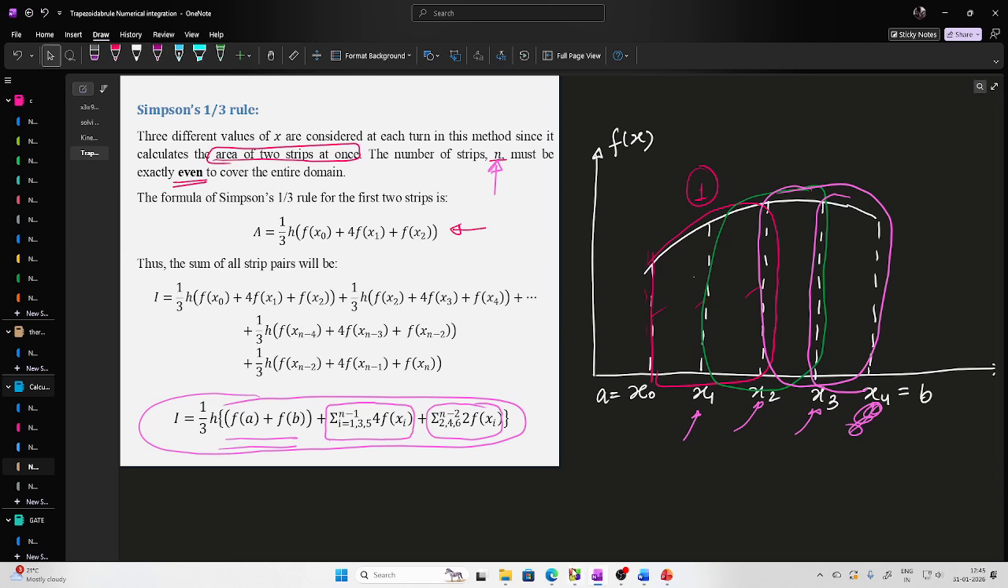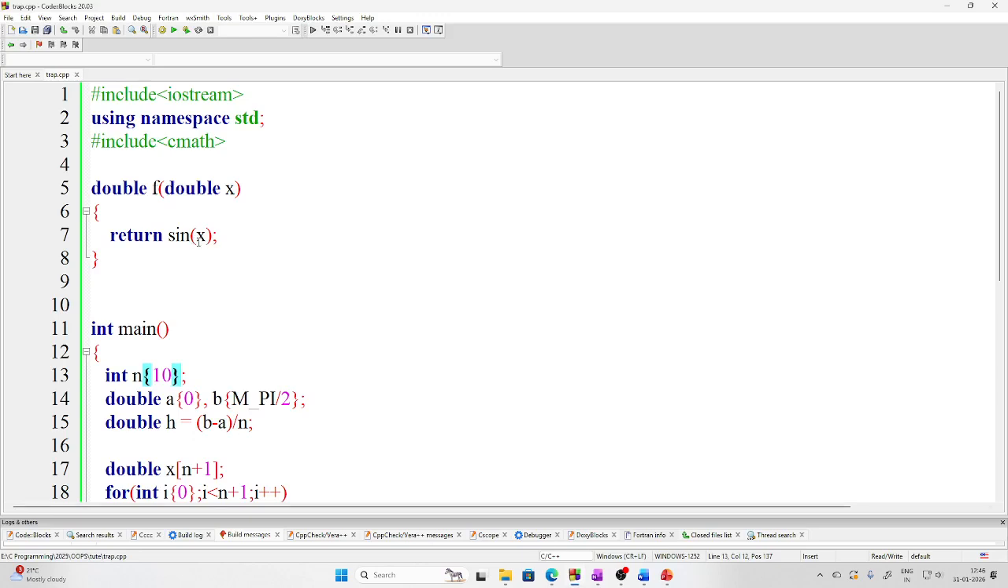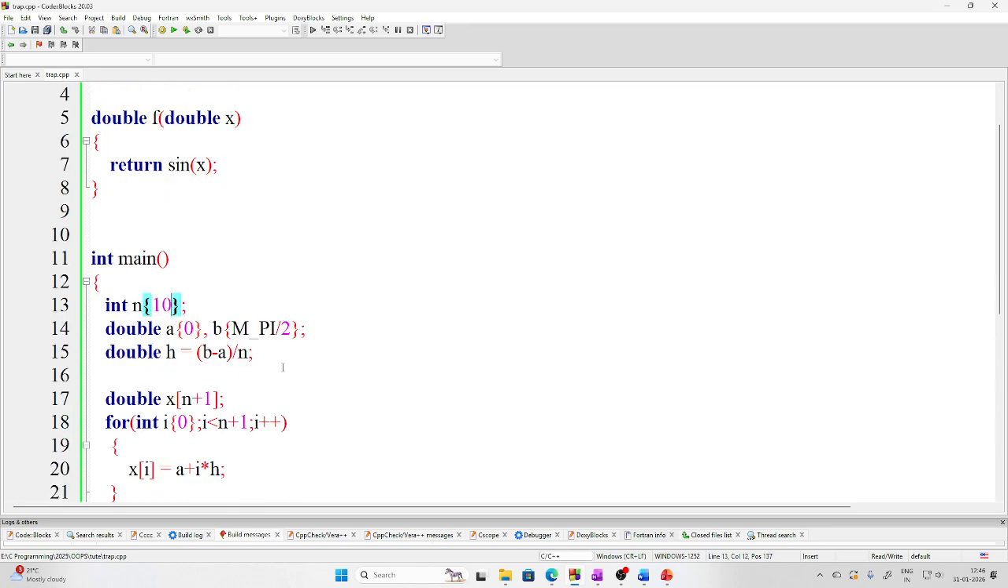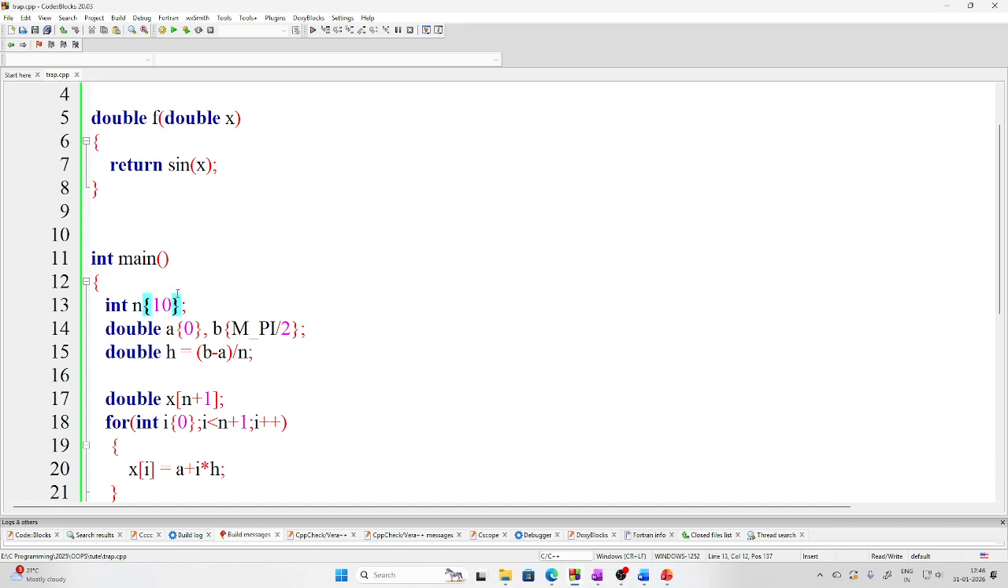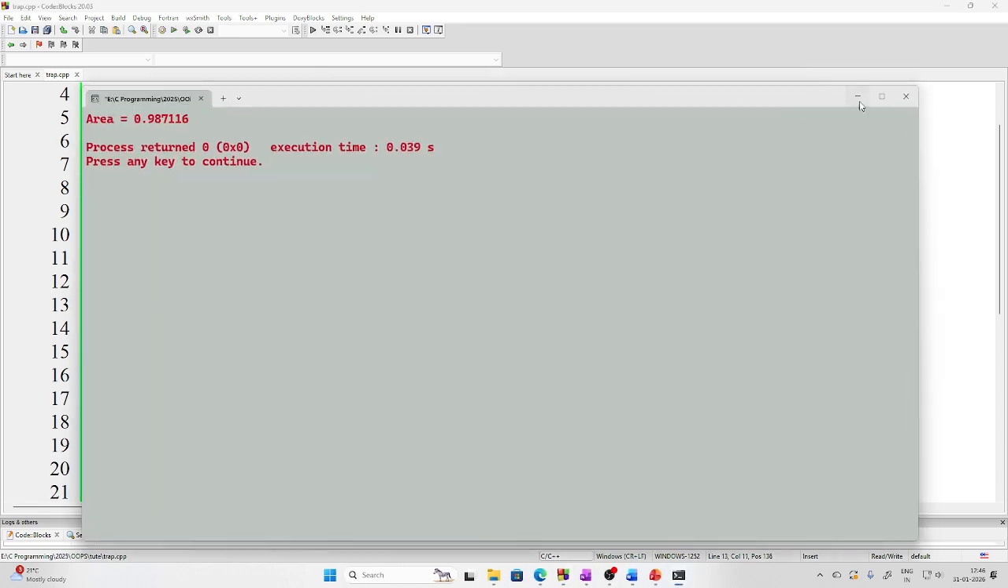So let us do it. So this is the program. Let's say I'm interested in finding out the integral of sine x from 0 to pi by 2, having 10 data points only. This 10 is even. So if I run it now, I am getting an answer of 0.99. So let us reduce it to 4. So the answer is 0.987116.